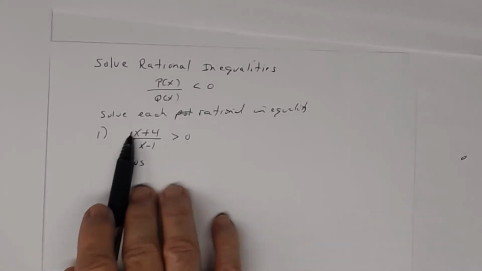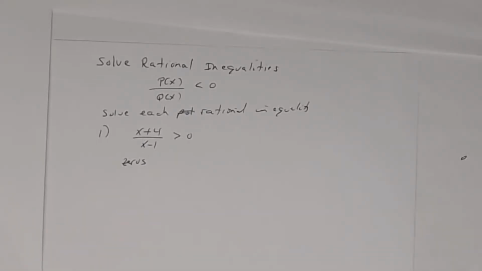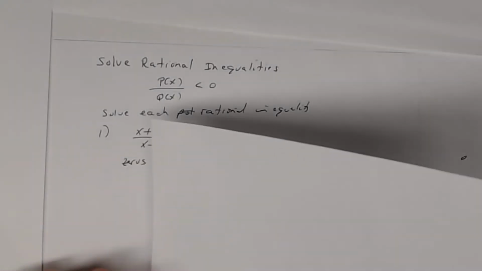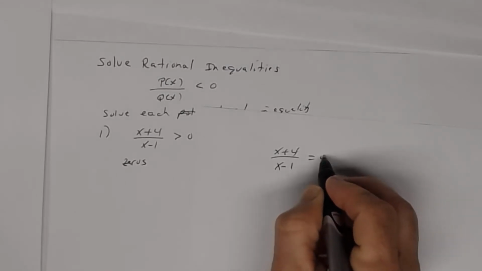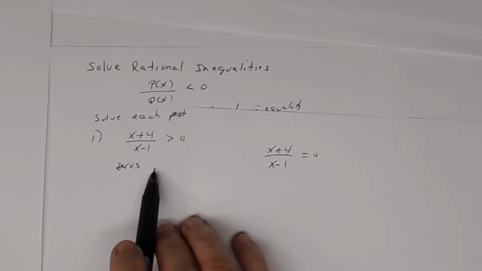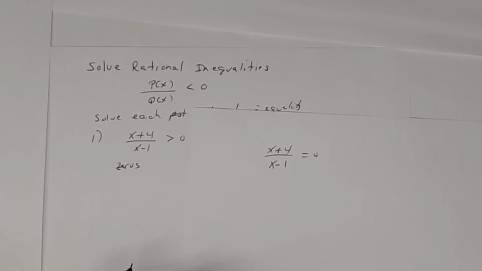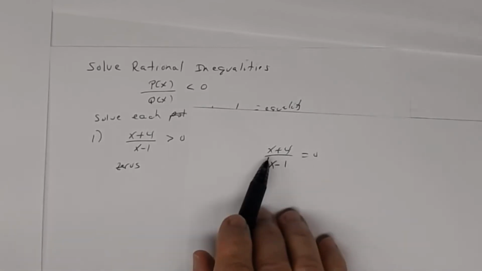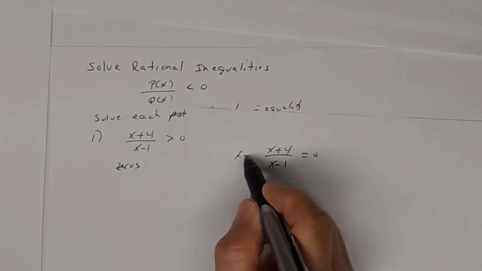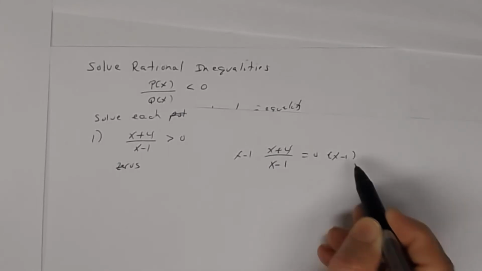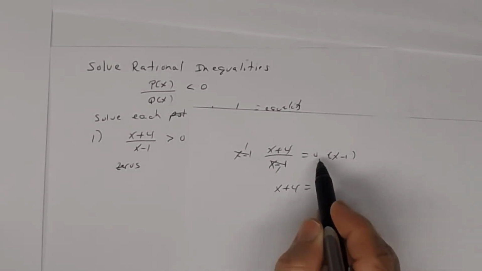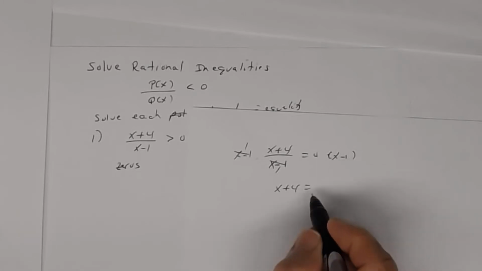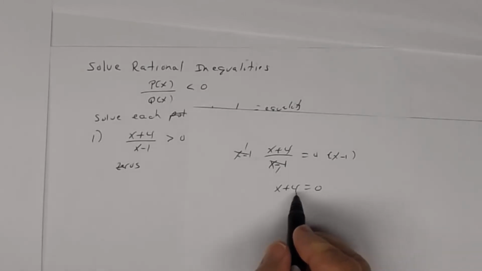what makes this 0? Let me write this out. I'm asking you, where is x plus 4 divided by x minus 1 equal to 0? That's what I'm asking when I ask you to find the zeros of this expression. Well, I can multiply both sides by x minus 1, so the x minus 1's divide out, and you get x plus 4 is equal to 0 times x minus 1, which is 0. So you have this linear equation, and you get x equals negative 4.